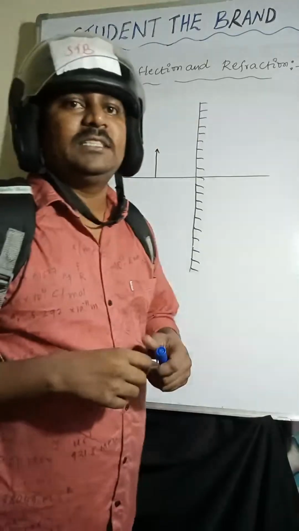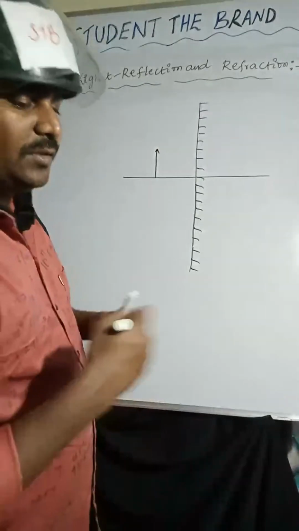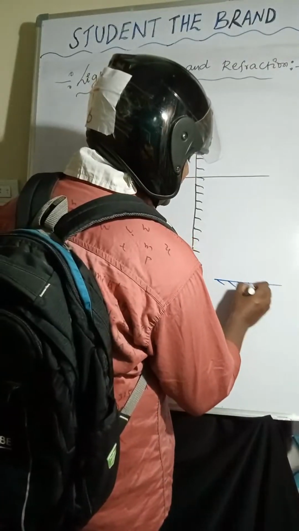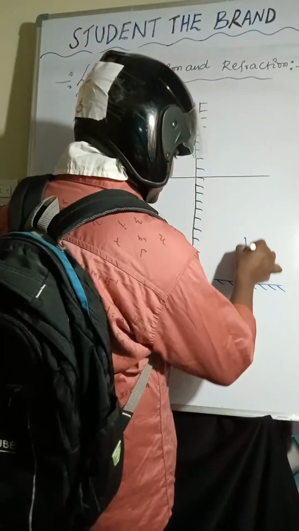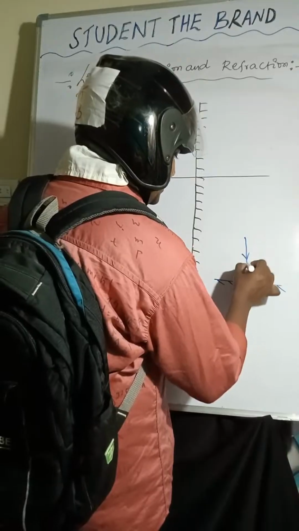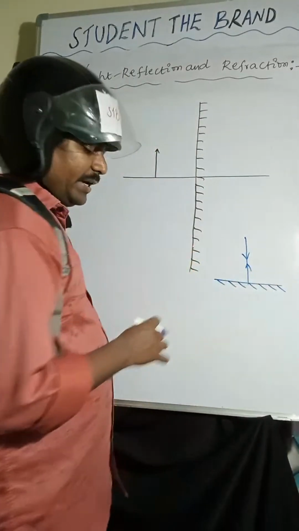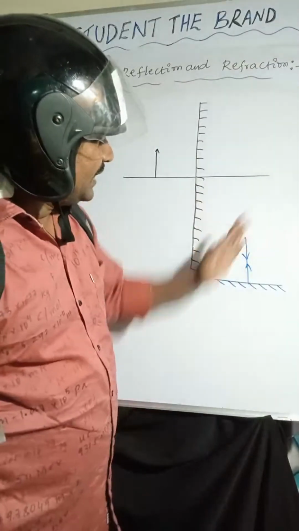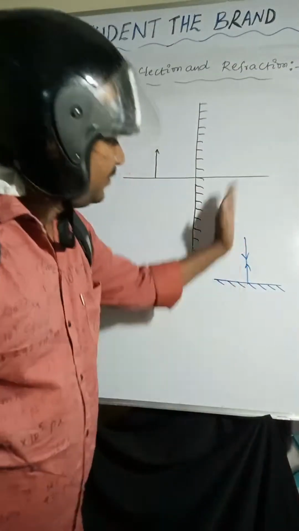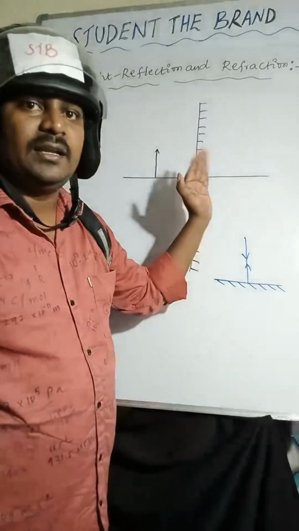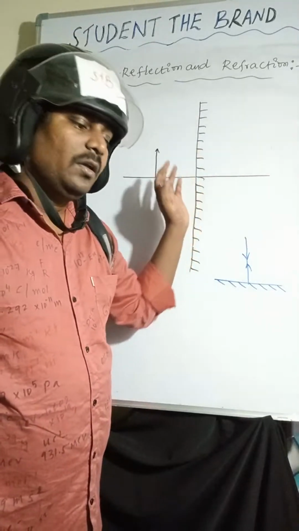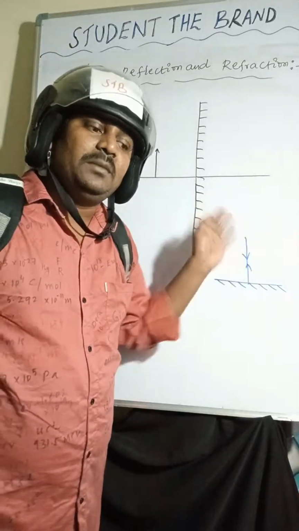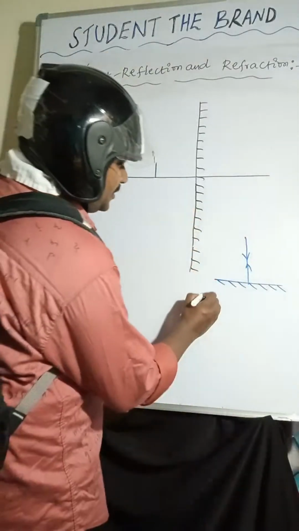Normally, if the light ray is passing along the normal line, what happens? If the light ray is passing along the normal line, the reflected ray passes in the same direction. Incident ray, reflected ray. So the light ray passes along the normal line, the reflected ray retraces its original path, and the angle of incidence is 0.